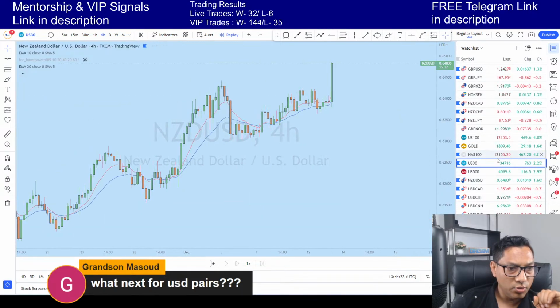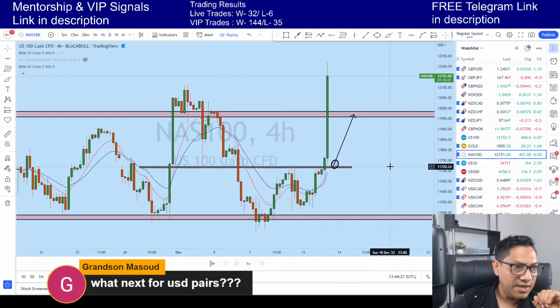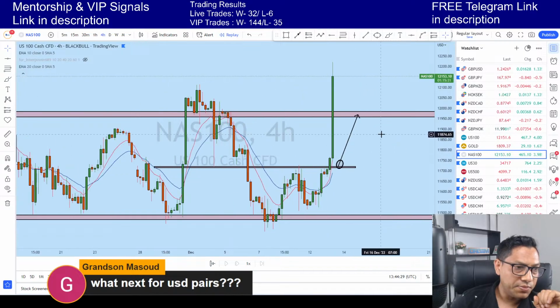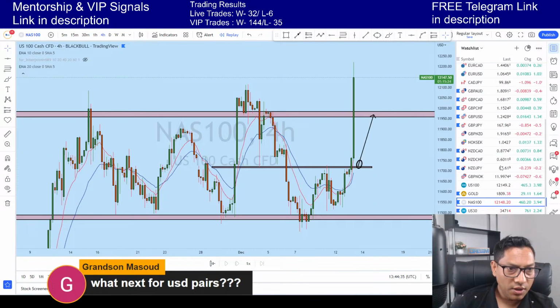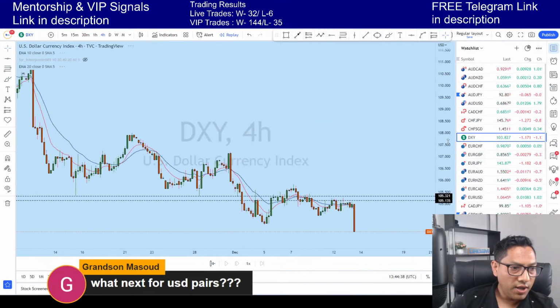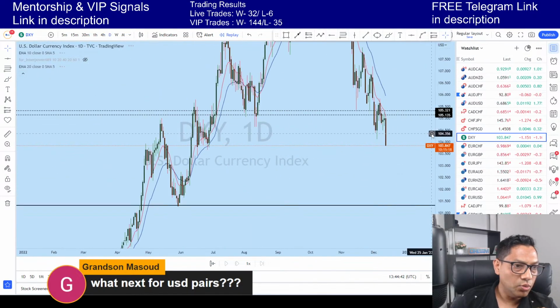With that, US30 as well, we have seen a big blowout. NASDAQ also has a big push to the upside with this movement. Basically the dollar got weaker. If we look at DXY, we see a big drop on DXY as well.